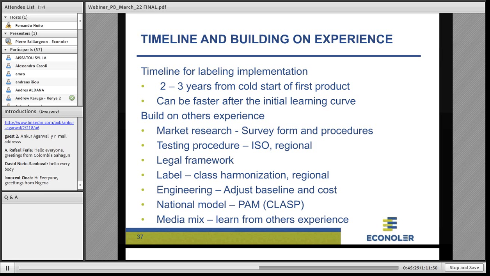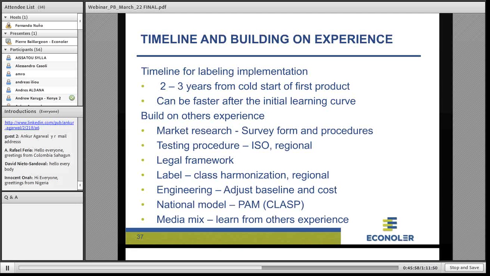the regional considerations are also something that can increase the speed of implementation of standards and labeling in specific countries, just harmonize with neighboring countries. Engineering models exist for a lot of products in the market, so you have, of course, to adjust the baseline and cost for your specific country conditions, but that's something that can be done relatively fast.